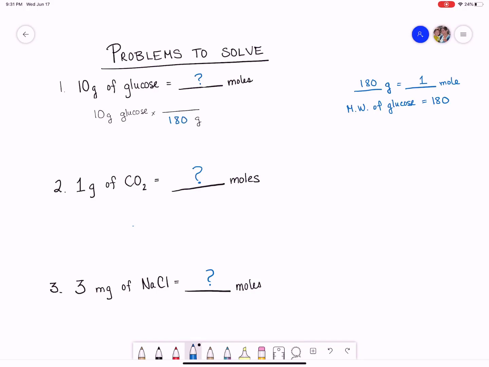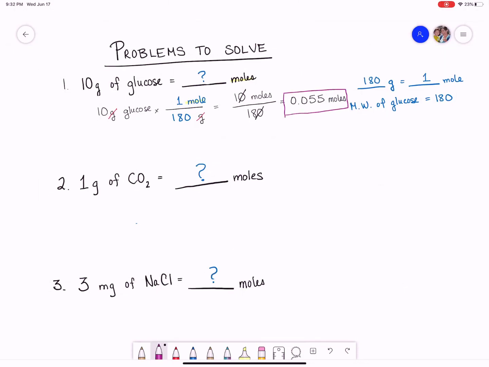We'll put 180 grams at the bottom, 1 mole at the top, grams cancel out, and I'm where I want to be, which is moles. So when I calculate this out, I have 10 moles over 180, which reduces down to 1 over 18. If I plug that into my calculator, that is equal to 0.055 moles.